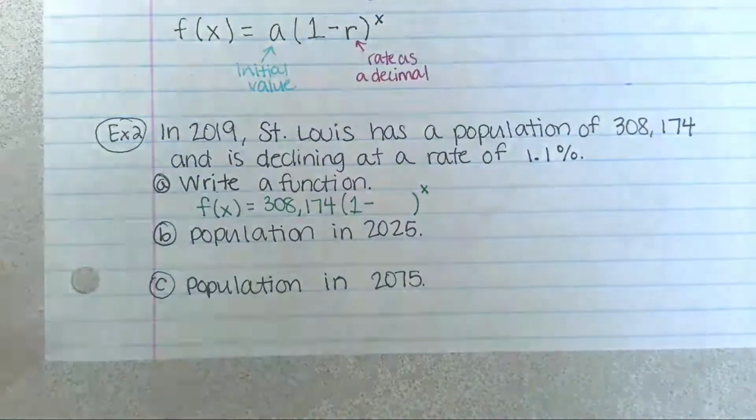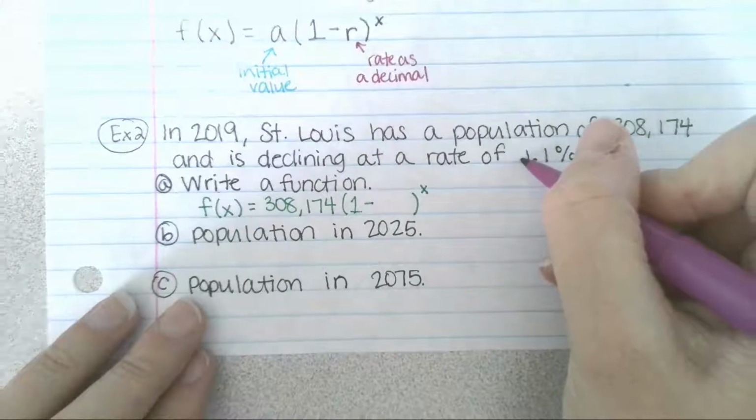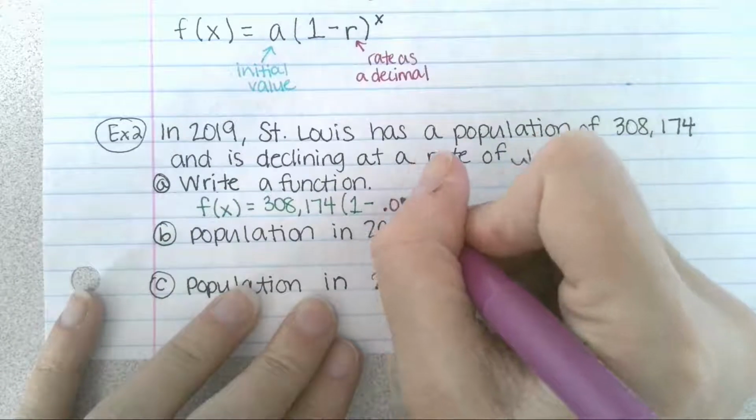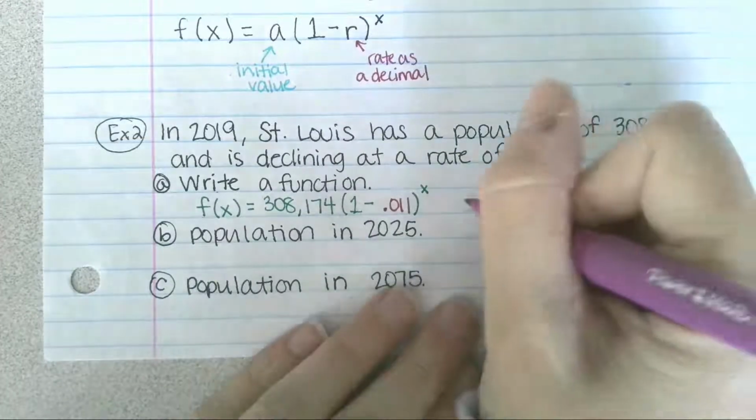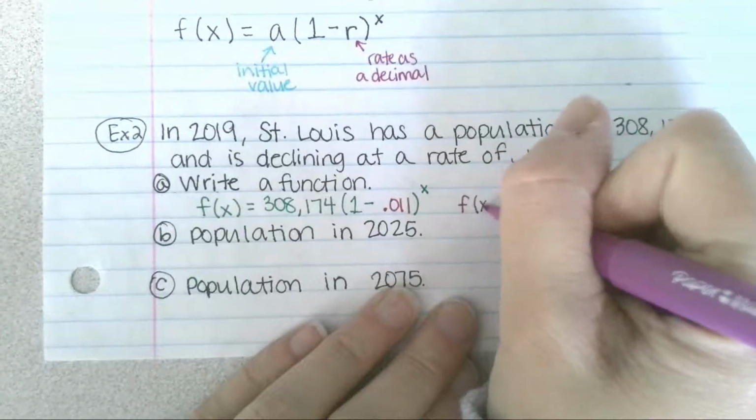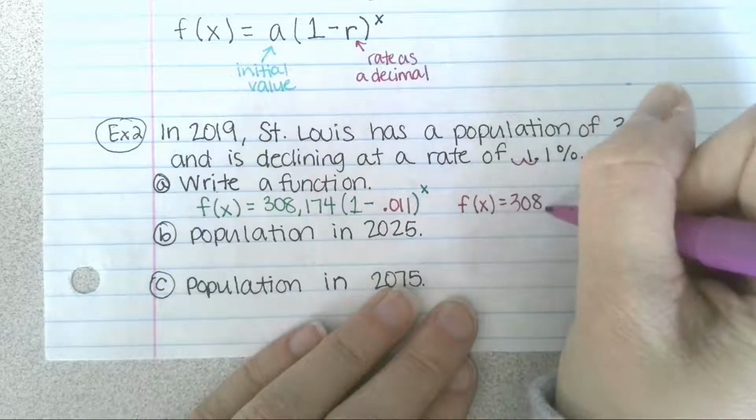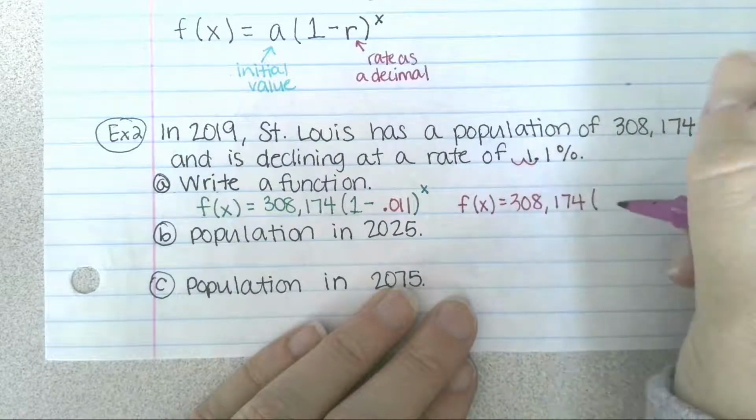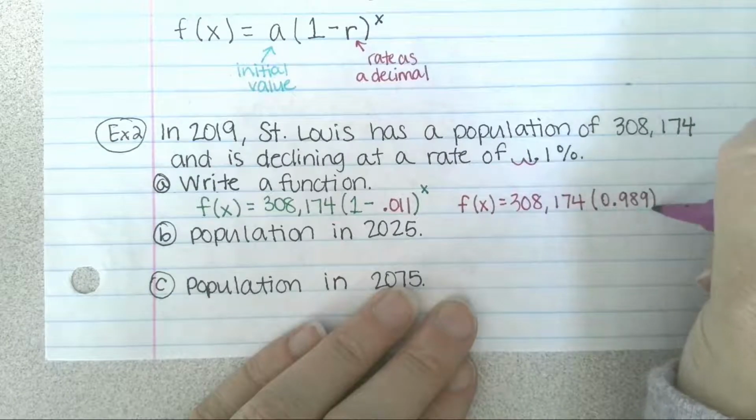Same thing that we did last time for our rate. We're going to take the decimal point and move it 2 spaces over. So we get 0.011. So that's going to simplify to f of x equals 308,174, parentheses, 0.989 to the x power.